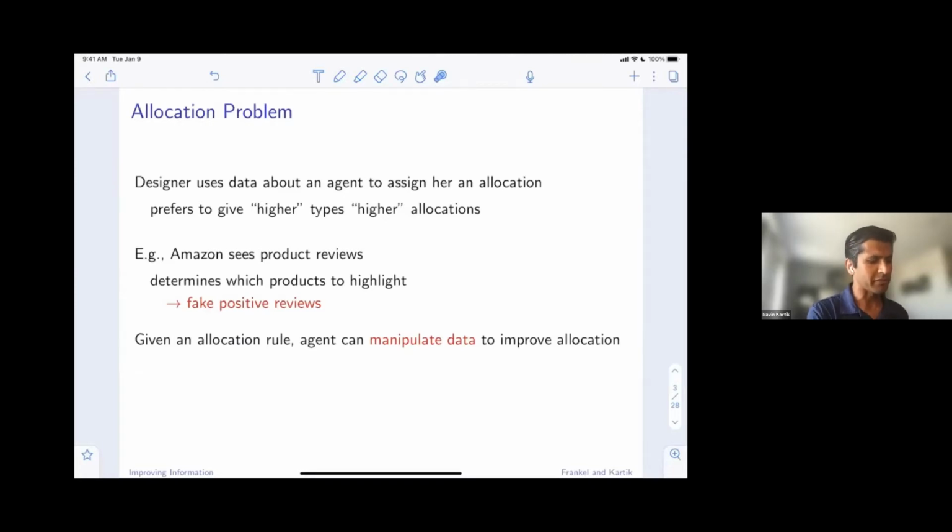And in particular, of course, the example that's very frequently discussed is that firms can use fake positive reviews in order to do that. So the crucial observation is that once the agent is manipulating the data that the designer has access to, the manipulation is actually going to change the inference that the designer has about the agent's type, okay, from the existing data that the designer sees.